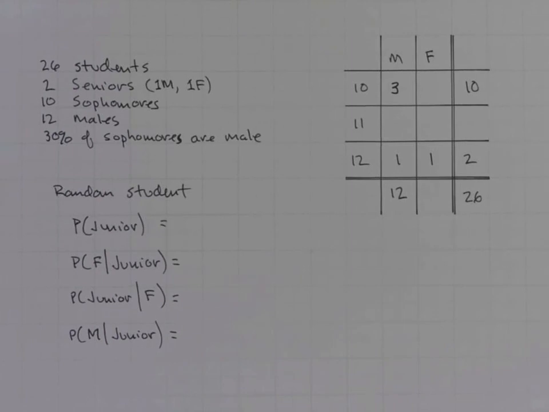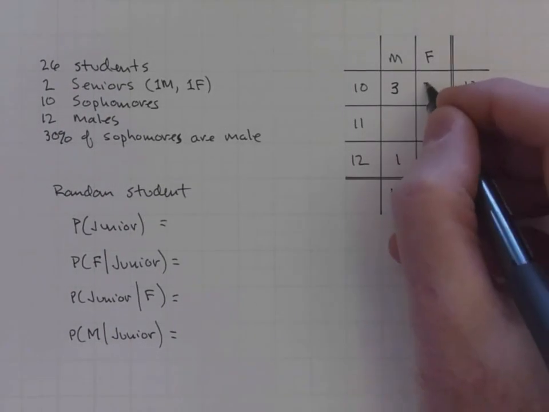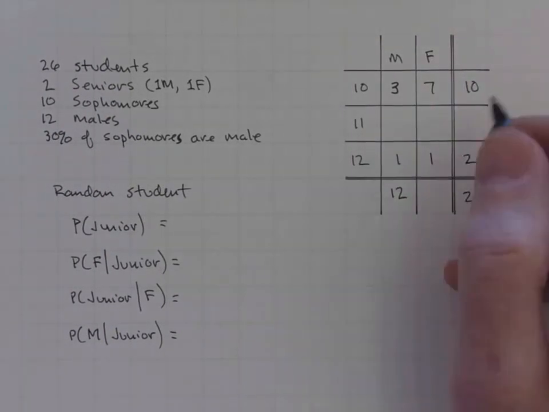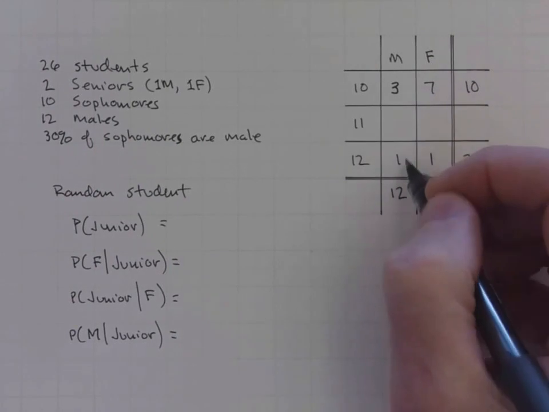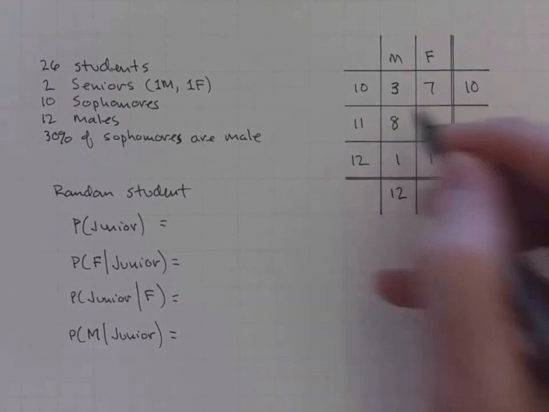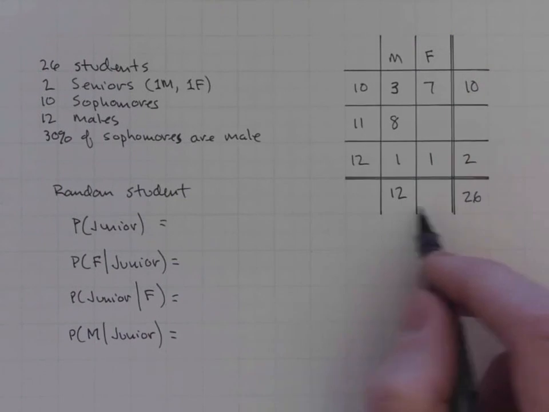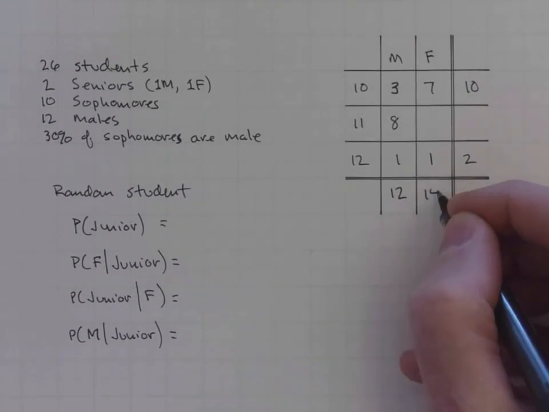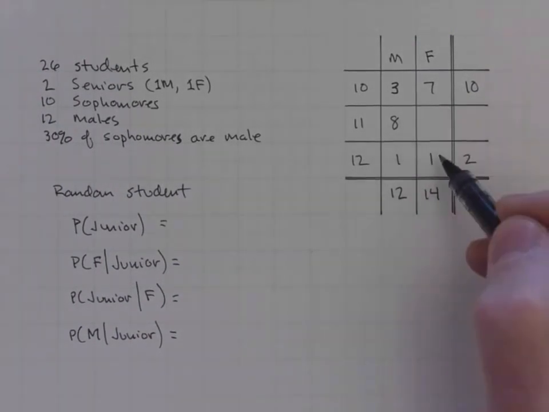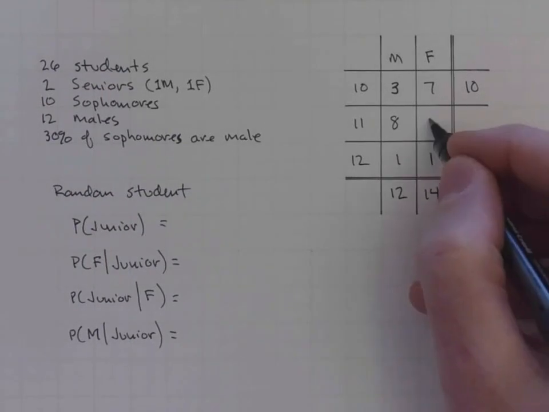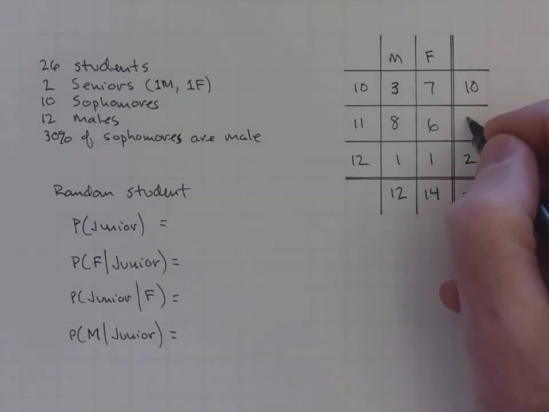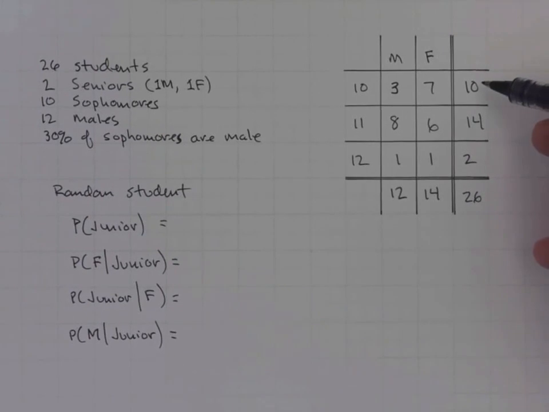And now I think we have enough information to fill in the rest. Certainly 7 of the sophomores would be female. And let's see, 3 and something and 1 have to add to 12, so I'm going to say that's 8. And 7 and some, well, let's see, 26 minus 12, this has got to be 14. 7 plus something plus 1 equals 14, so the something's going to have to be 6, and these are going to have to add up to 14, and we can sort of check ourselves down the side here. Is it the case that 10 plus 14 plus 2 equals 26? Yes, it is.